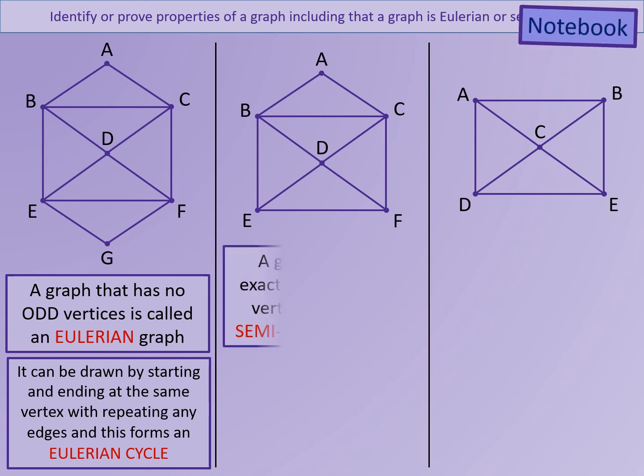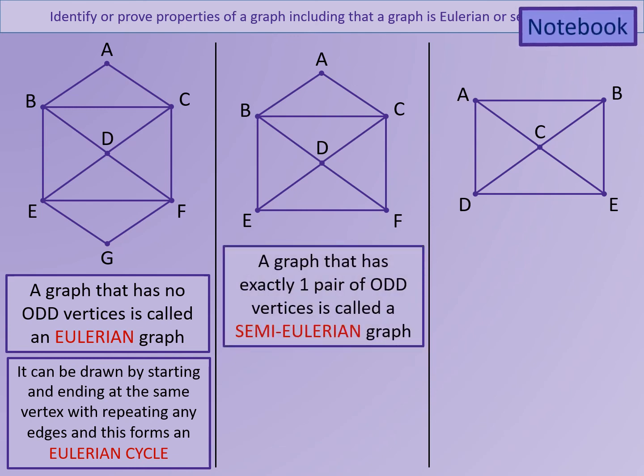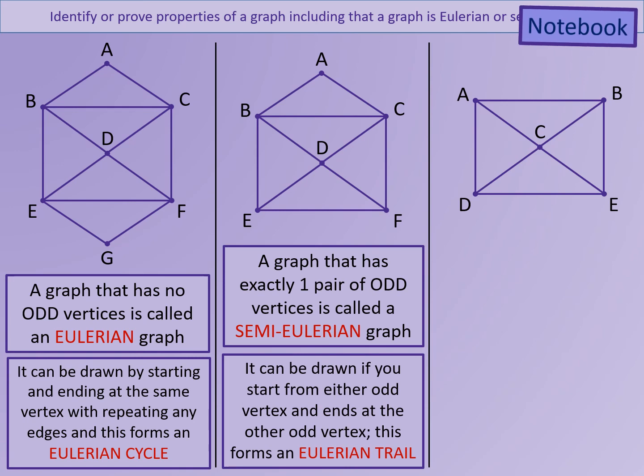The second type is a graph that has exactly 1 pair of odd vertices, and all the other vertices are even. This is called a semi-Eulerian graph. And in this case, it is still possible to draw the graph without repeating any edges. However, you must start at one of the odd vertices and end at the other in order for this to happen.